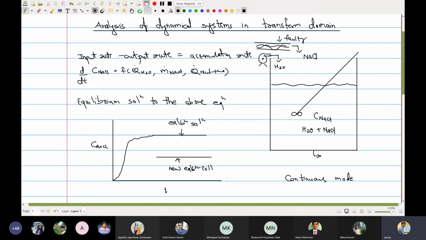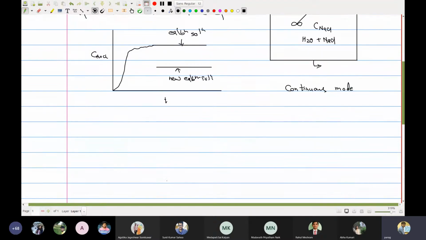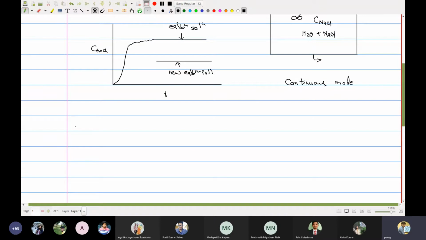Now what I want to know is, how does the system evolve? So let me write what I exactly want to know. I want to know how the system evolves between two equilibrium solutions. Okay, which means that you are sitting in your control room watching all the panels.